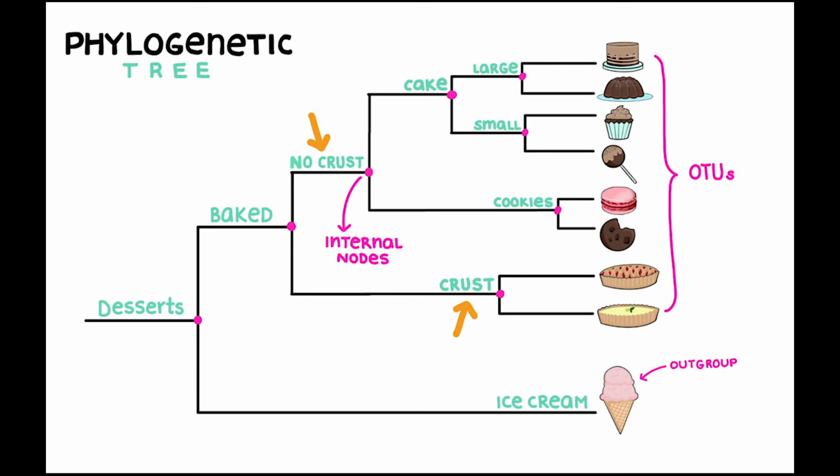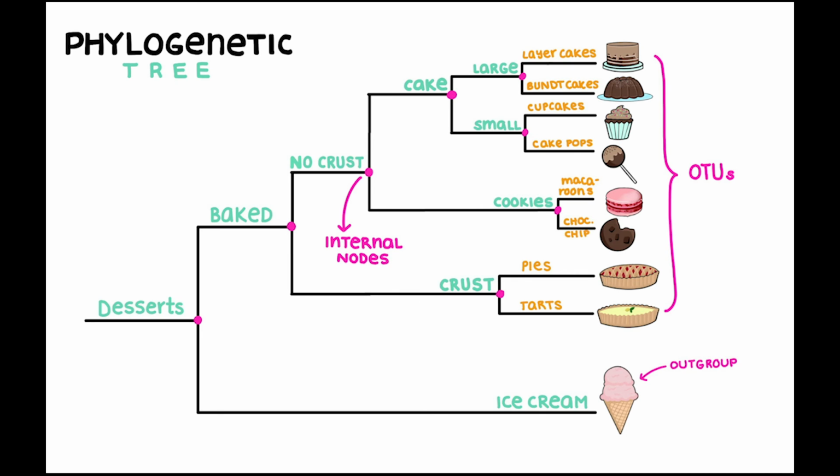Following this, the desserts with a crust then split into pies and tarts. Going back to the desserts without a crust, the next cladogenesis resulted in cakes and cookies. The cookies then split into macaroons and chocolate chip cookies. Looking at the cakes, we can see that cladogenesis occurred once again, resulting in large and small cakes, which afterwards, large cakes split into layer cakes and bun cakes, while small cakes split into cupcakes and cake pops.